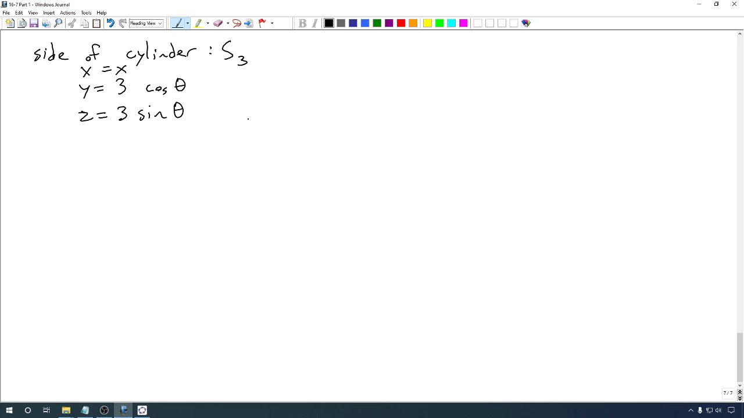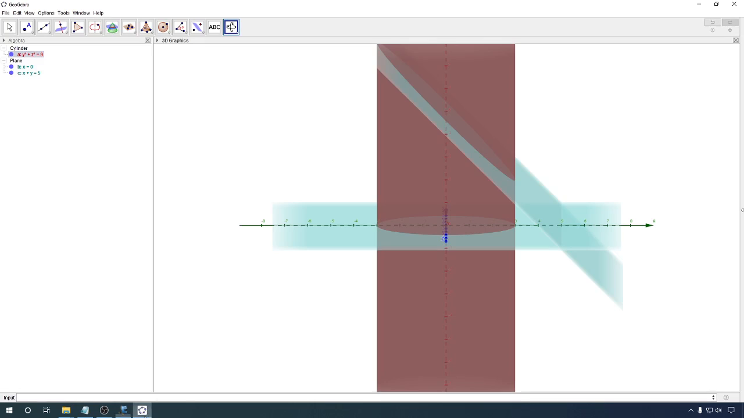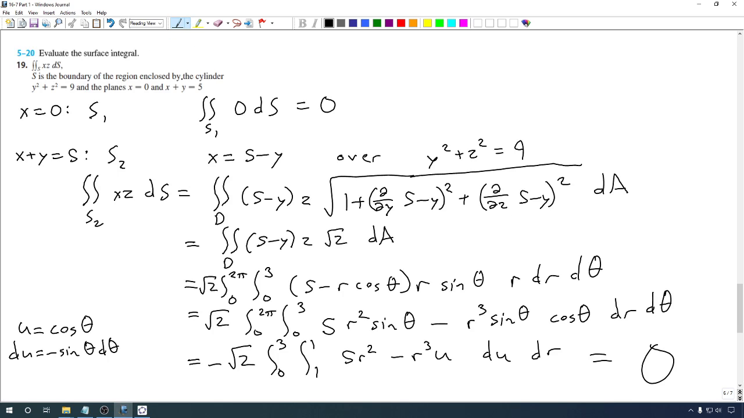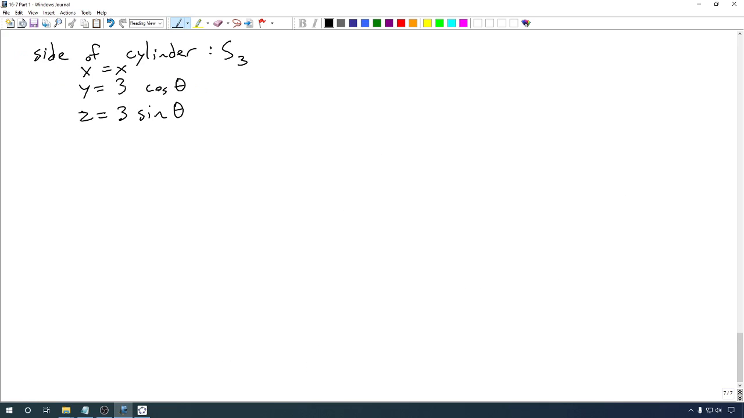The limits aren't just going to be numbers this time, unfortunately. So x is going from 0 up to this plane, and that plane is given by, remember, our plane was x plus y equals 5. That means that the top of x is going to be 5 minus y, where y is 3 cosine theta. So x goes from 0 up to 5 minus 3 cosine theta. Those are going to be my limits.